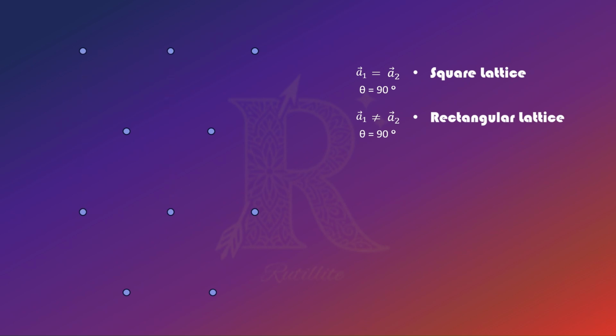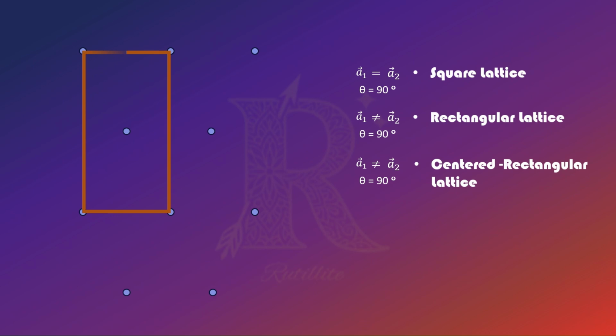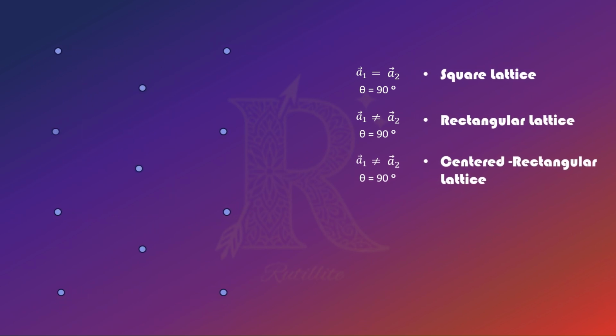Number 3. Centered rectangular lattice. This one is a variation of the rectangle. Just like before, a1 is not equal to a2, and the angle is 90 degrees. But now, there's an extra point at the center of the rectangle, not just at the corners.